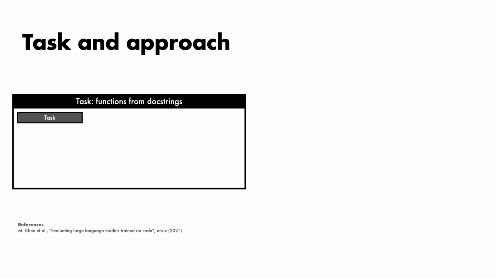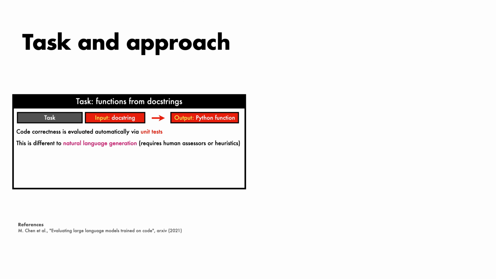The primary task considered by Codex is the problem of taking in docstrings and producing valid Python functions. After generating the functions, the correctness of the generated code is evaluated by unit tests. This ability to test generated outputs automatically is of great practical advantage and leads to a very different evaluation to natural language generation tasks, where samples must often be assessed by human assessors or via heuristics.